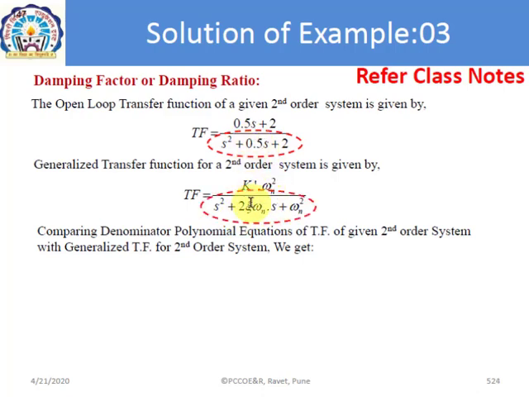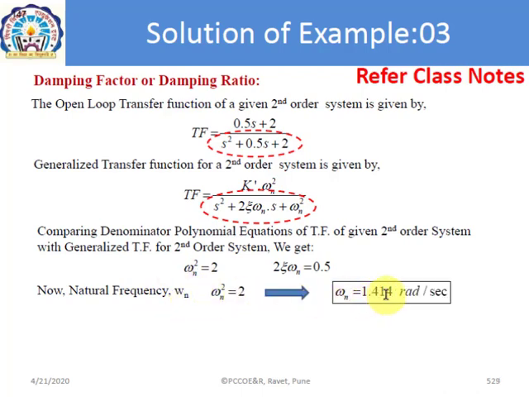We are comparing the denominator polynomial of the transfer function of the system with the denominator of the standard form of a second order system. Comparing these two polynomial equations, omega n square is equal to 2 and 2 zeta omega n is equal to 0.5. These are the two values we get by comparing with the standard form. Now from this equation we get the natural frequency omega n is equal to 1.414 radian per second. This is the natural frequency of oscillations.